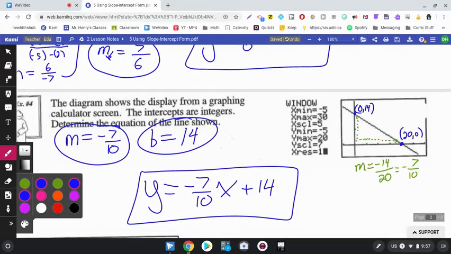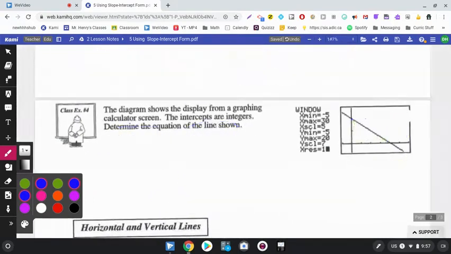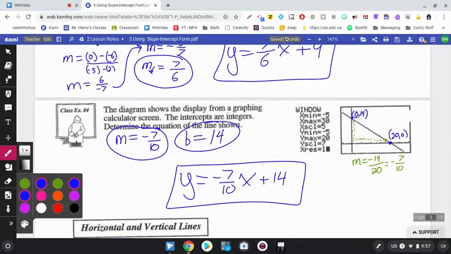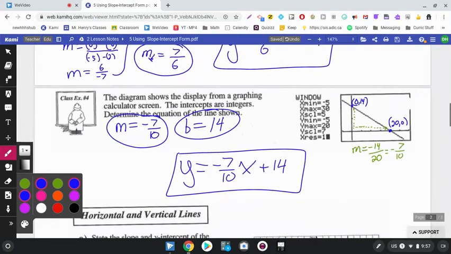Maybe it's on a graph. Maybe it's just a couple equations I'm referencing. Maybe it's whatever. All I need is those 2 pieces of information, and I'm good to go.